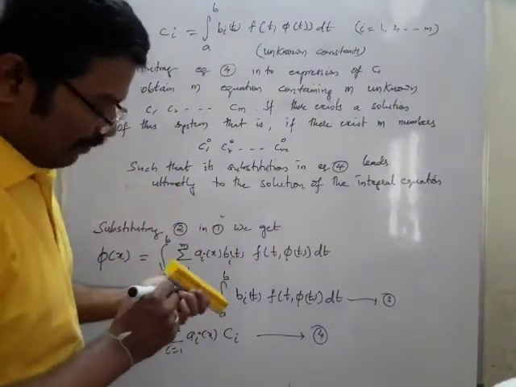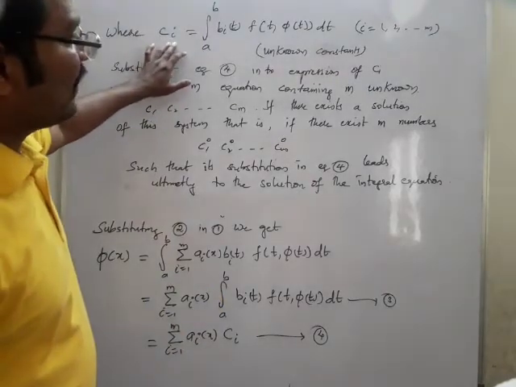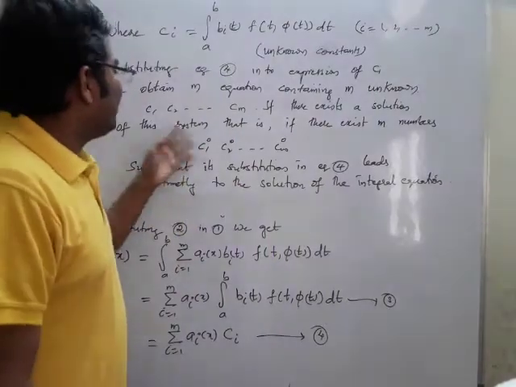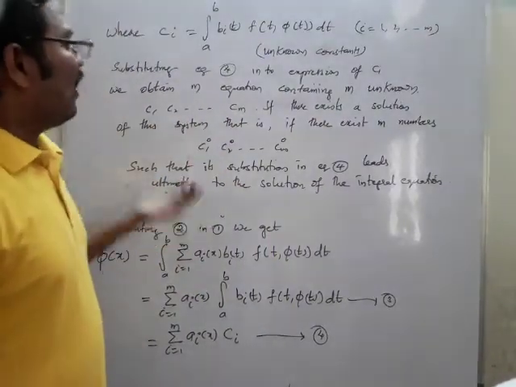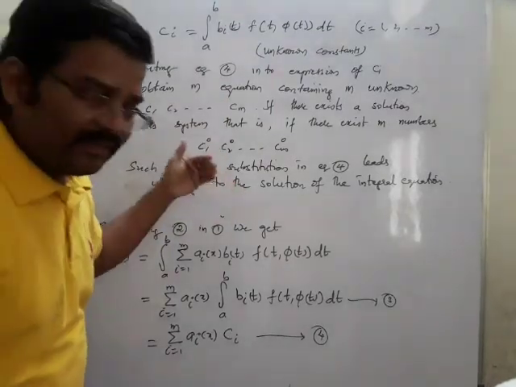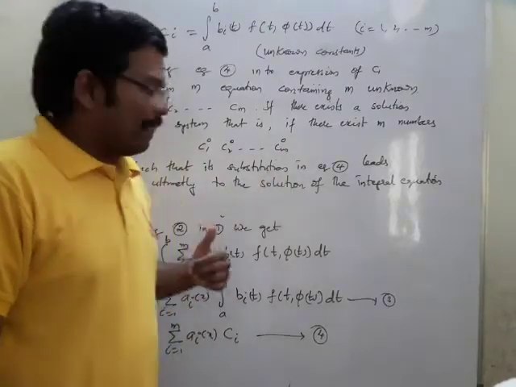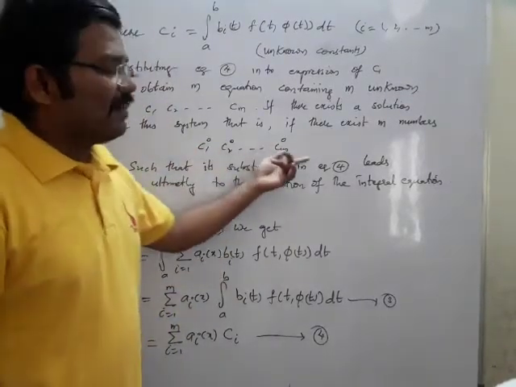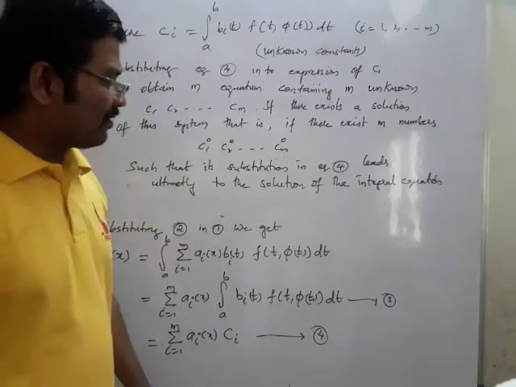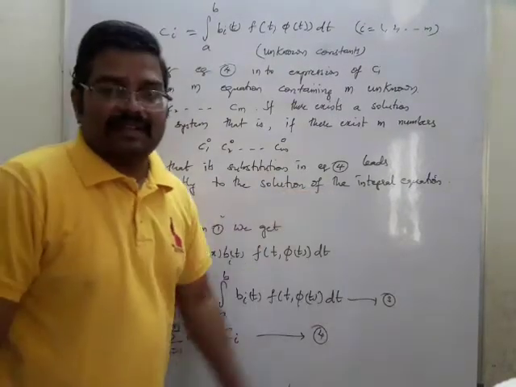Means you may get all the values of the unknown constants c_i from i equal to 1 to m. You have m equations, and you solve each and every equation in order to get c1, c2 and cm. After getting all these values, we'll substitute c1, c2 and so on in equation 4. You will be getting the ultimate solution of the integral equation.